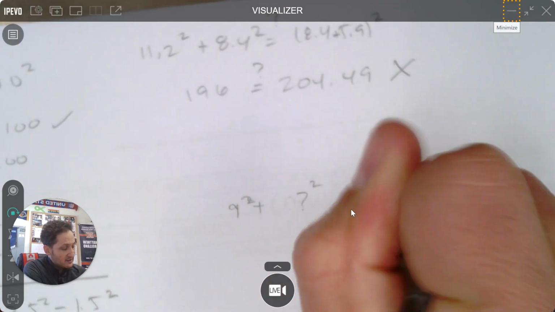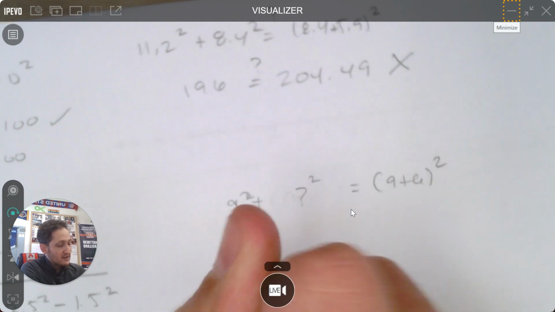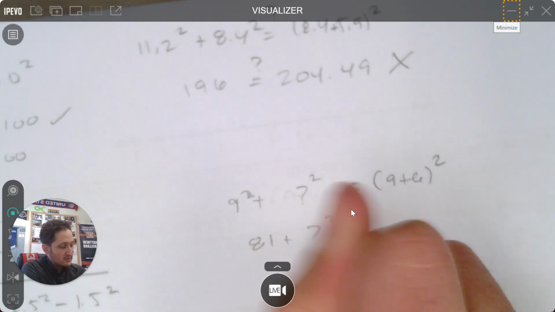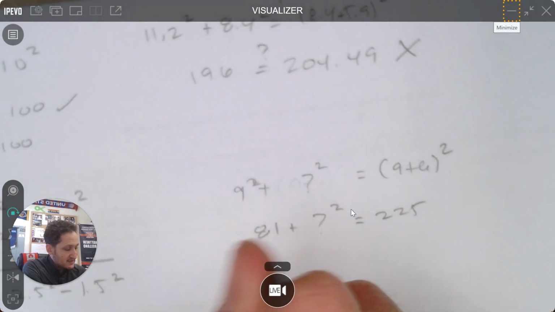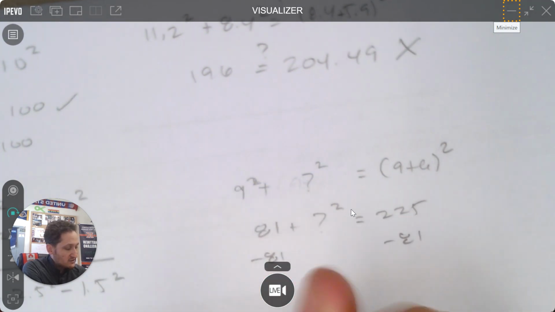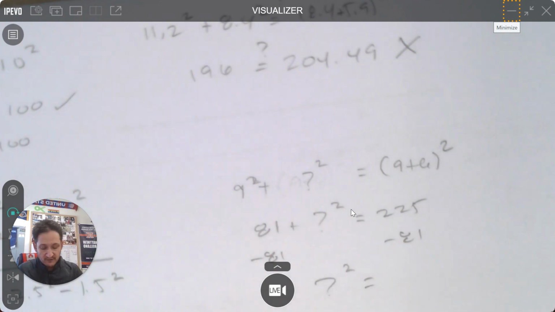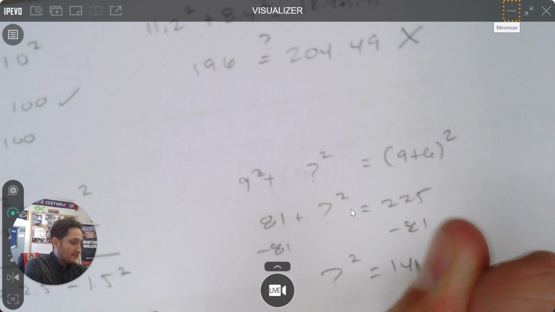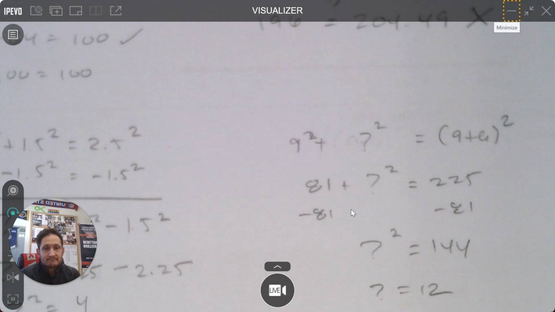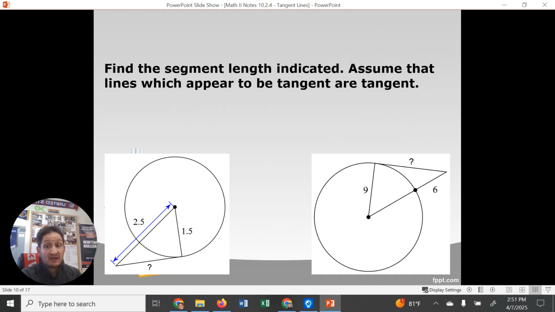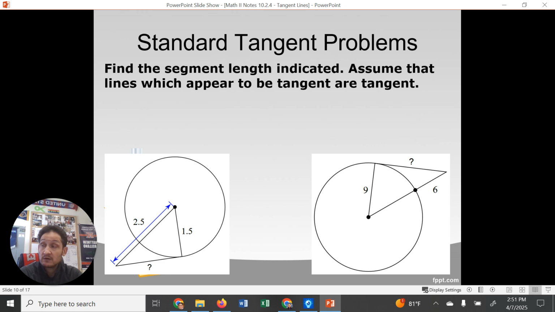Question mark squared, 9 plus 6 squared. 81 plus question mark squared is equal to 15 squared. That's 225. Minus 81. Question mark squared is 144. I don't feel like doing that right now. I know it's a perfect square. It's 144. Oh yeah, 12. Lemon squeezy. That's all they are. Very standard tangent problems.